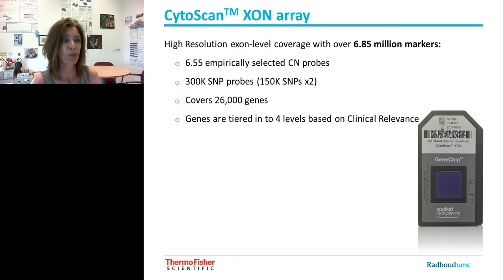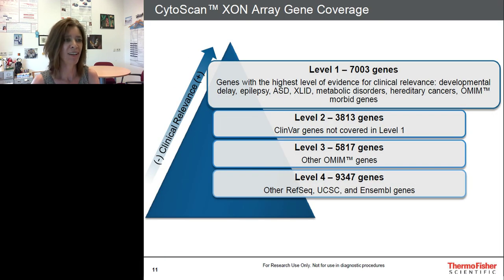For both approaches, both HD array and exome CNV, we sometimes encounter CNVs that we need to validate, so then you need to do MLPA. So when we were informed that the CytoScan XON Array was available on the market last year, we were very curious to find out how well it performs, especially because this array has almost 7 million markers, so we were quite impressed by the number. And therefore, we decided to, that's right.